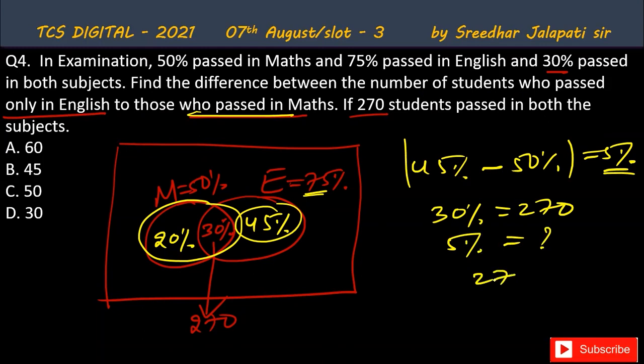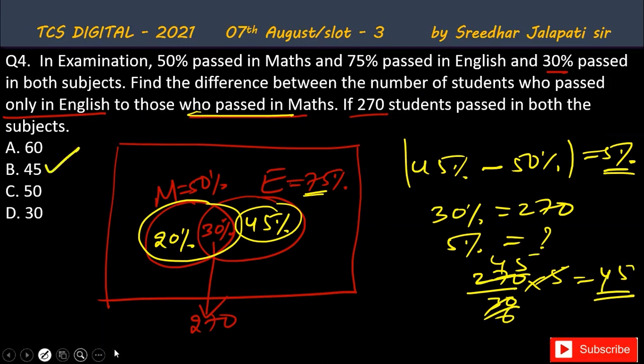So this becomes 270 by 30 into 5. 5 ones 5, 6, and 6 4s 24, 3 remainder. So we got it as 45. So required number is 45, that is option B. So this is a simple question from Venn diagrams concept.